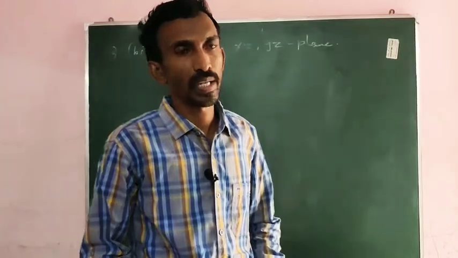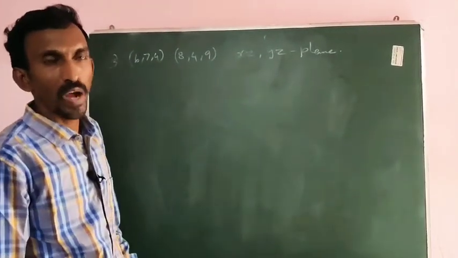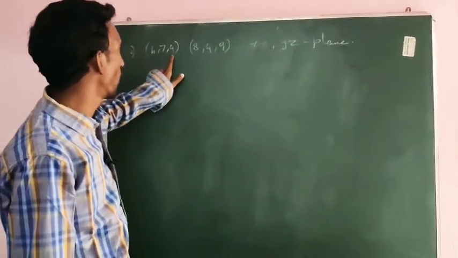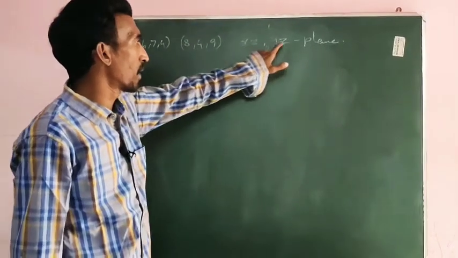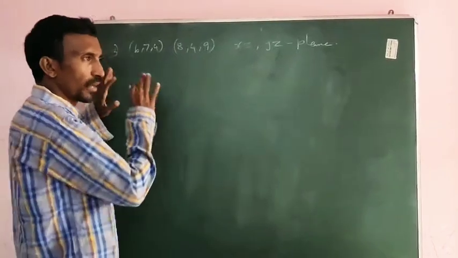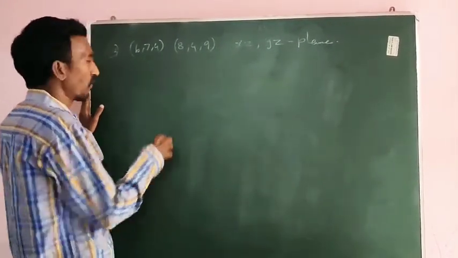Okay, dear students, look here. Question number 3 is: find the points where the straight line passing through the points 6, 7, 4 and 8, 4, 9 cuts the xz and yz planes. Okay, so listen, here there is no need to write the vector form, directly we can move on to the Cartesian form.